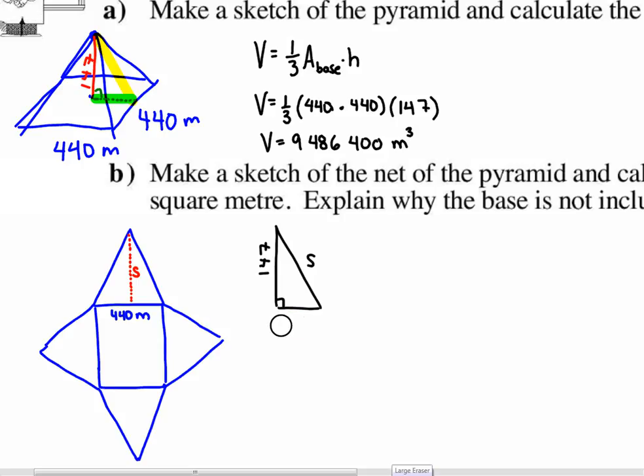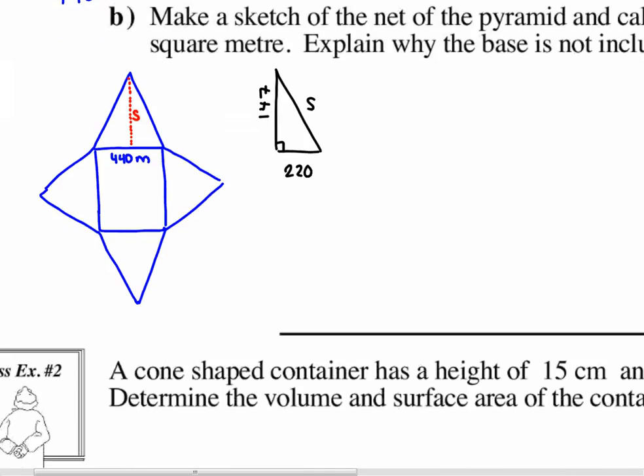So we need to find the slant height before we can find the area of one of these triangles. I need that slant height so I can find the area of the triangle. So how do I get that then? S is equal to the square root of, what am I using? What theorem? Pythagorean. Yeah, theorem. Pythagorean.